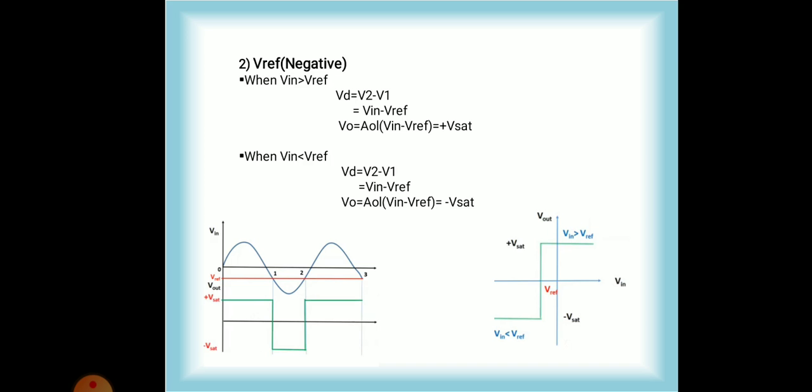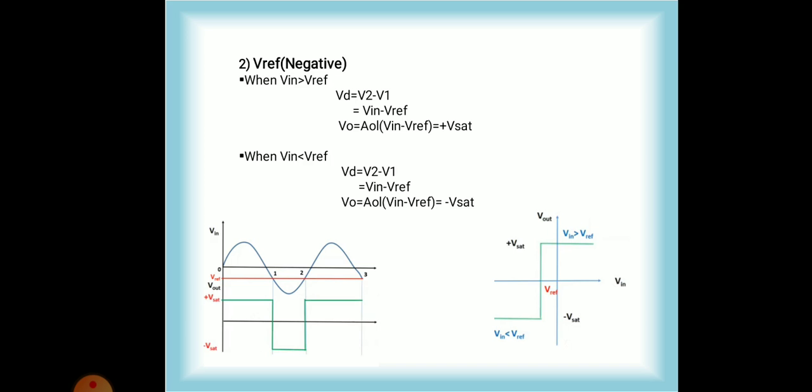When Vin is greater than Vreference, that is, when Vin is greater than minus 2 volts, the Vd will be positive. Therefore, the output voltage will be plus V saturation since the differential voltage is positive. When Vin is less than Vreference, that is, when Vin is less than minus 2 volts, the differential voltage will be negative. Therefore, the output voltage V0 will be minus V saturation.